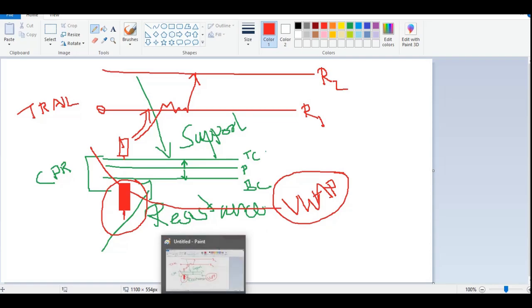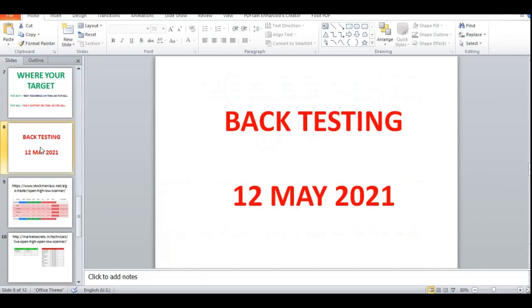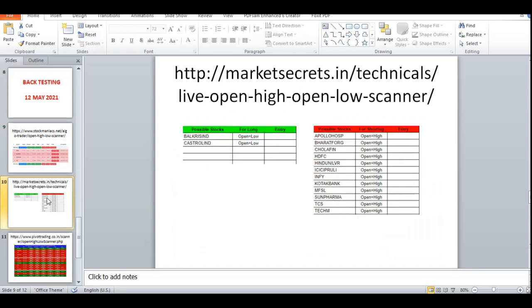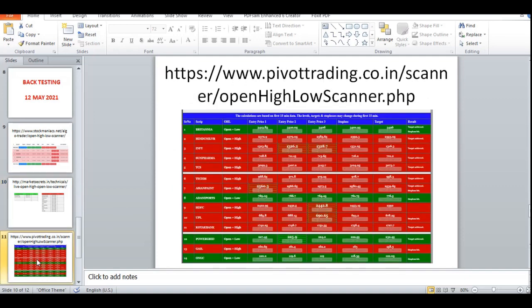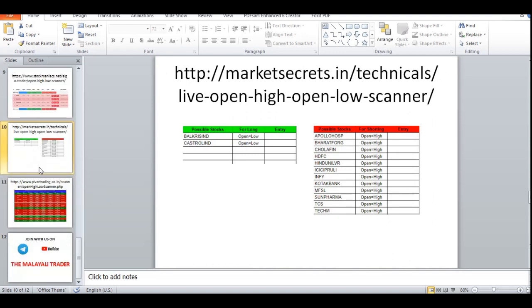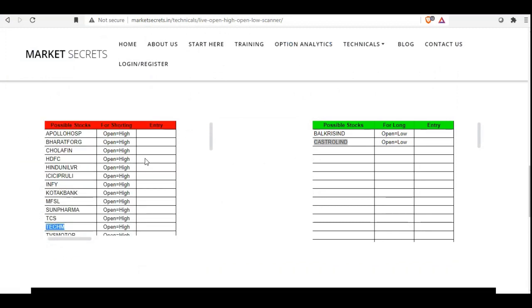Then backtesting. These are some of the sites. We got the information. Open is high, open is low scanners are available. There are also some other sites. Then we can go for a live testing, live demo.